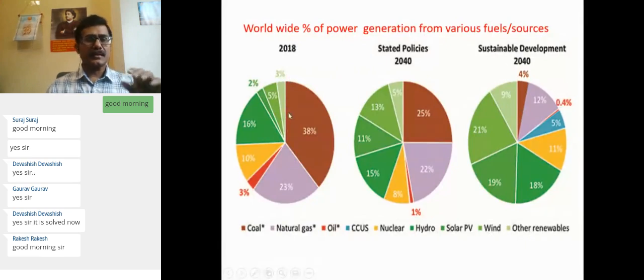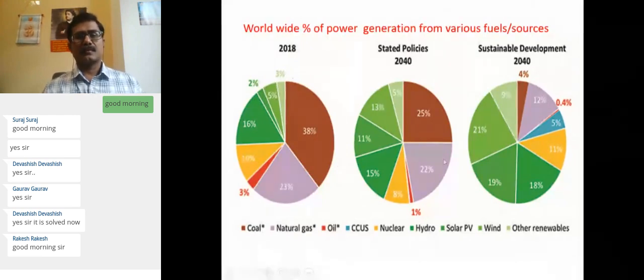So we can see that at the current status, say 2018, 16 plus 2 is 18, 18 plus 5 is 23, 23 plus 3 is 26. So it means that nearly one fourth of the energy consumption is energy generated from renewable forms of energy. One fourth renewable, nearly one fourth for natural gas, slightly more than one third by coal, and a small role played by nuclear and oil resources. So this is the current one.